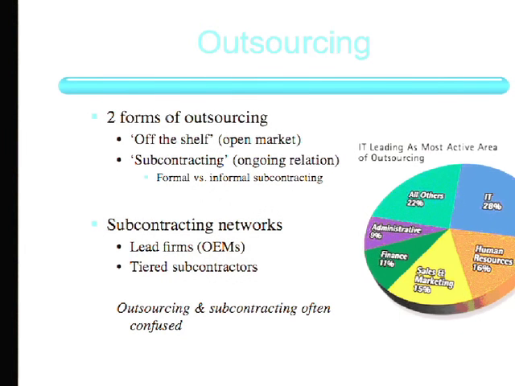IT, as you can see from this graphic here, has been the leading sector in outsourcing for the last 20, 30 years. But it's done by all kinds of industries. Now, subcontracting networks are systems of subcontracting, where you'll have a lead firm, often called an original equipment manufacturer. That term is disappearing, but it's been used a lot. A lead firm, and then subcontractors that produce, say, these major components, and then they'll subcontract to other companies.